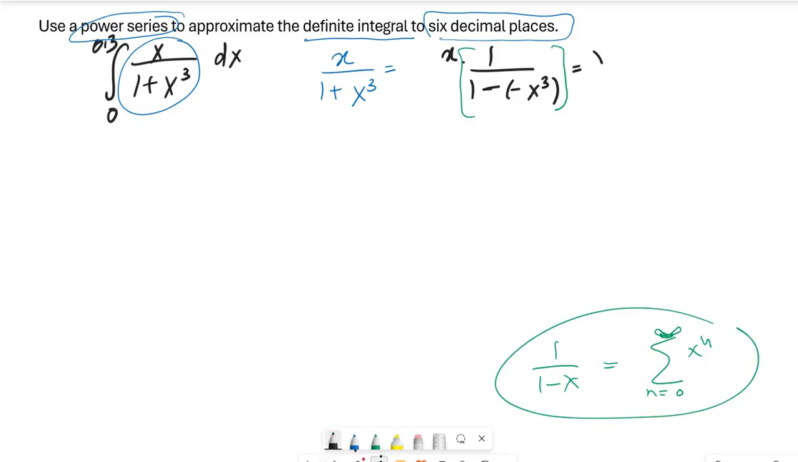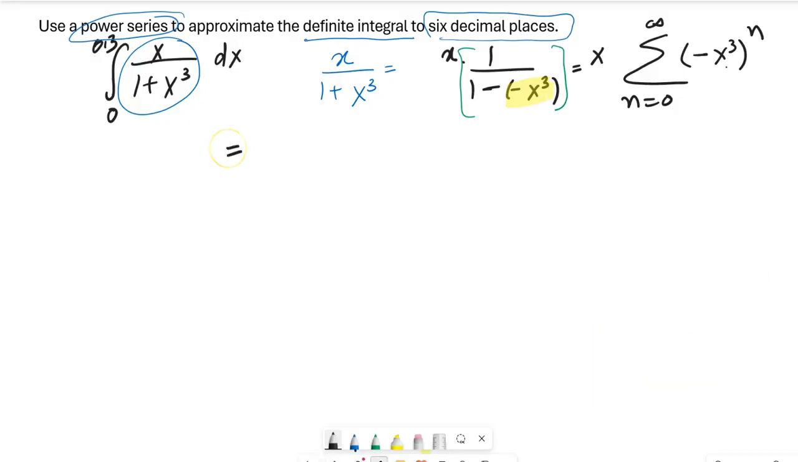Let's see. x times the sum from n equals 0 to infinity. In place of x, what do we have? We have x cube with a negative sign. So here we'll have negative x cube to the power n. You see, x to the power n, in place of x, we have negative x cube.